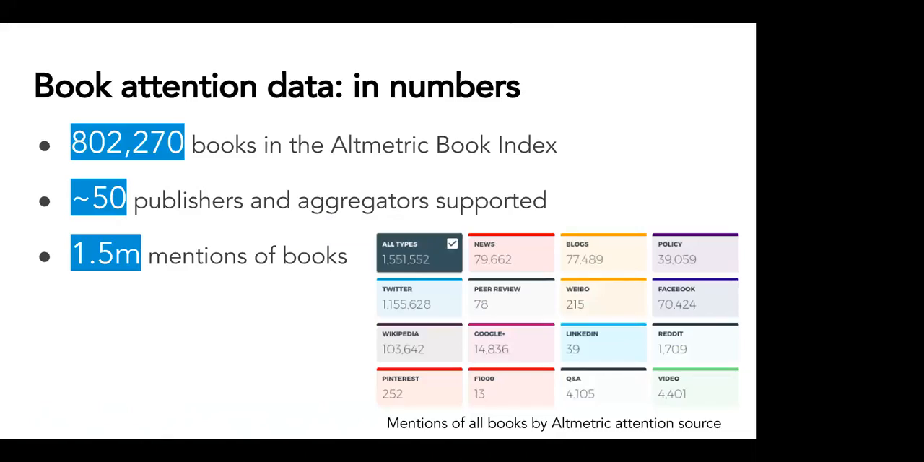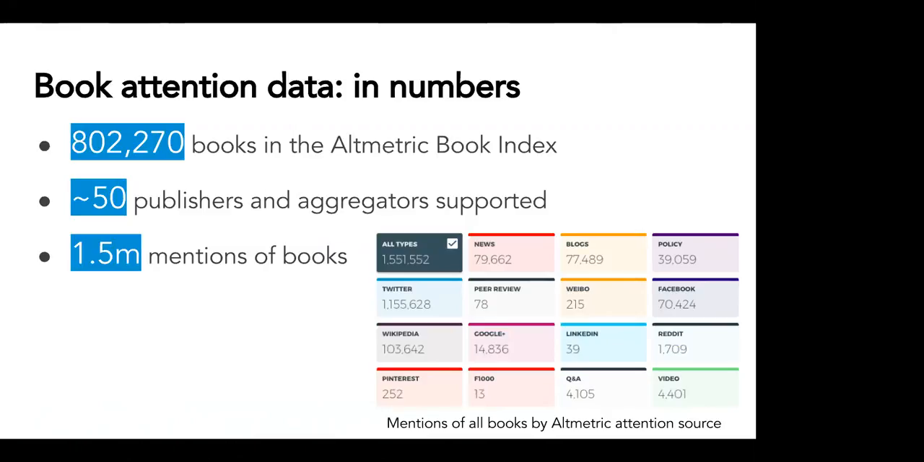We have a lot of book attention data already. We currently have over 800,000 books in the Altmetric Book Index. We have about 50 publishers and aggregators that we currently support. So when we say support, we mean we're tracking the books that they publish. And in total, that equates to over 1.5 million mentions of books to date.